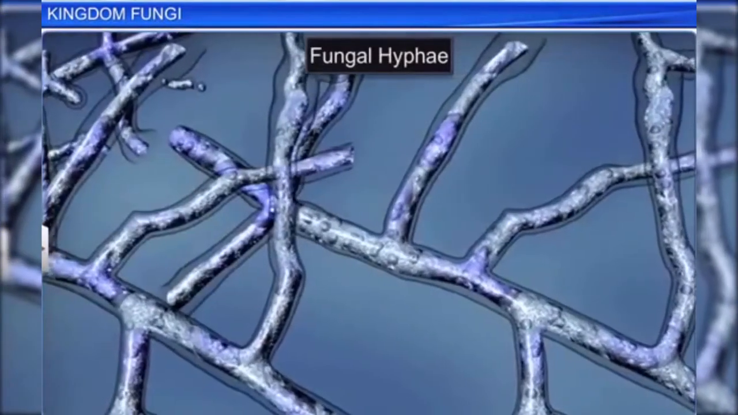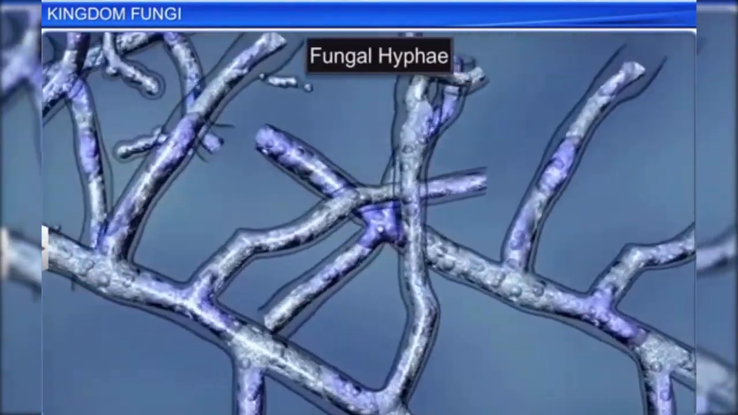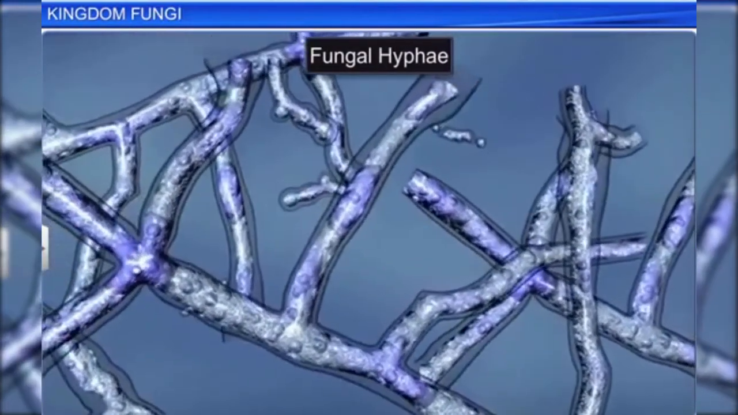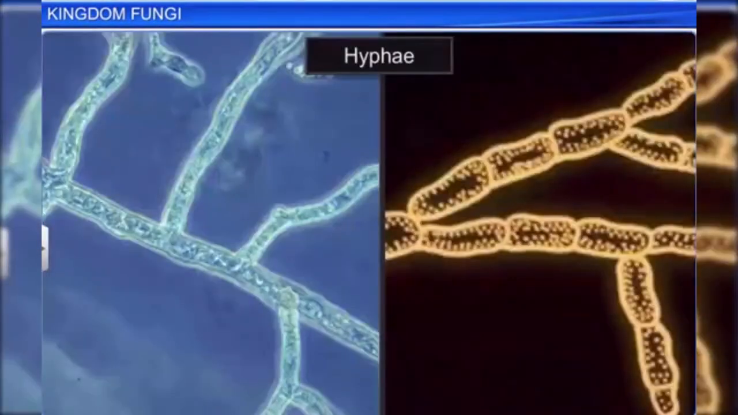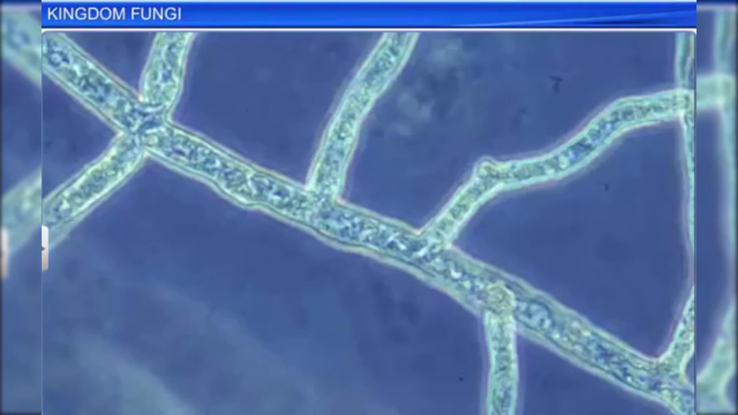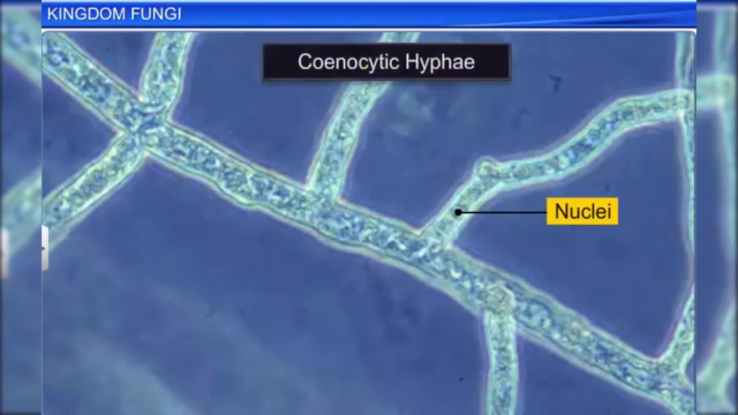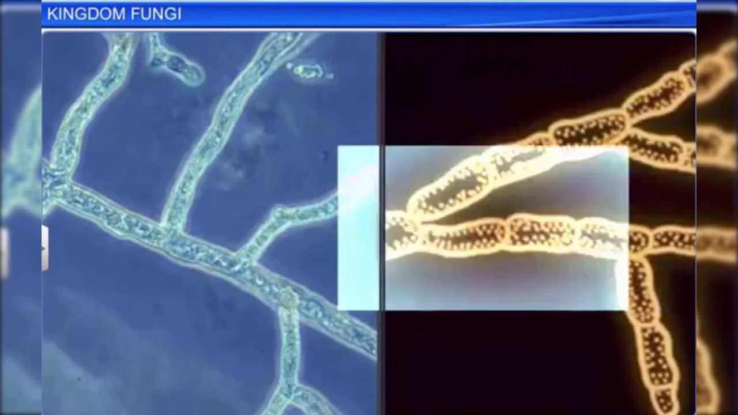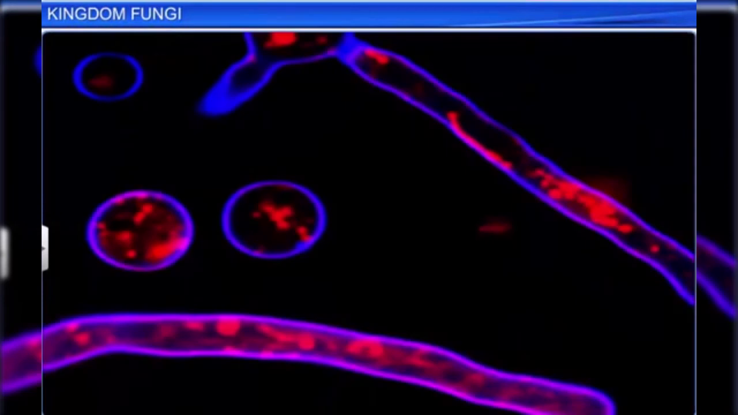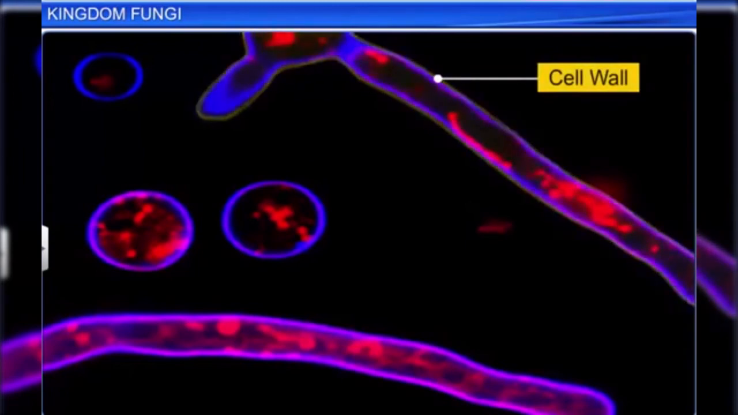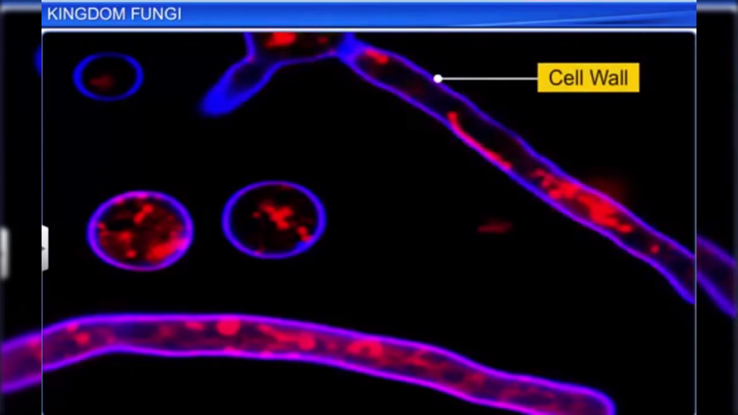Fungi consist of long, slender, thread-like structures called hyphae. A network of hyphae is known as mycelium. There are two types of hyphae. The first type is made up of continuous tubes filled with multinucleated cytoplasm and is called cenocytic hyphae. The second type of hyphae has septae or cross walls. Apart from hyphae, fungi are distinguished by their cell walls, which are made of chitin and polysaccharides.